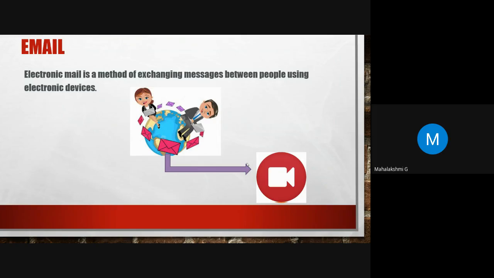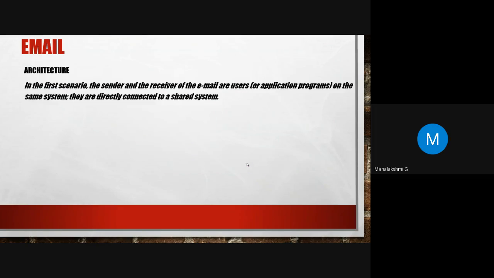So in this video, we first study the general architecture of an email system, including the three main components: user agent, message transfer agent, and message access agent. We then describe the protocols that implement these components. To explain the architecture of email, here we are going to see about 4 scenarios. We will begin with the simplest situation and add complexity as we proceed.